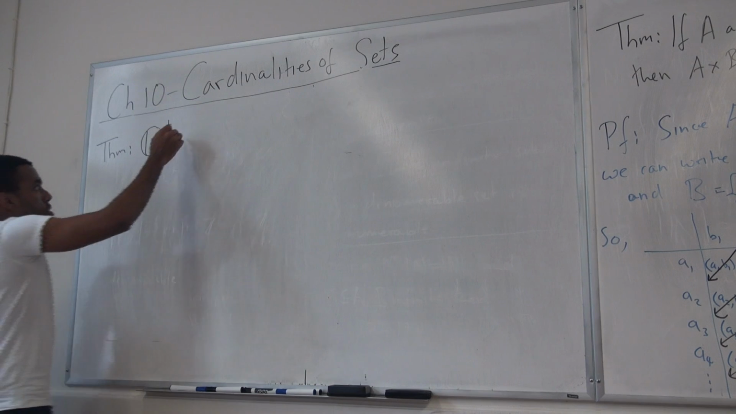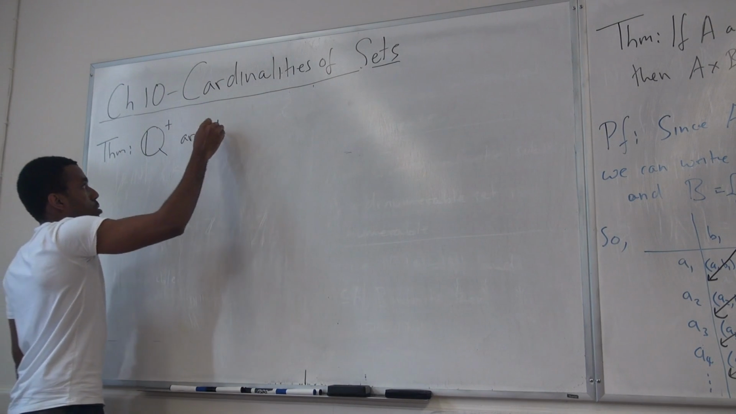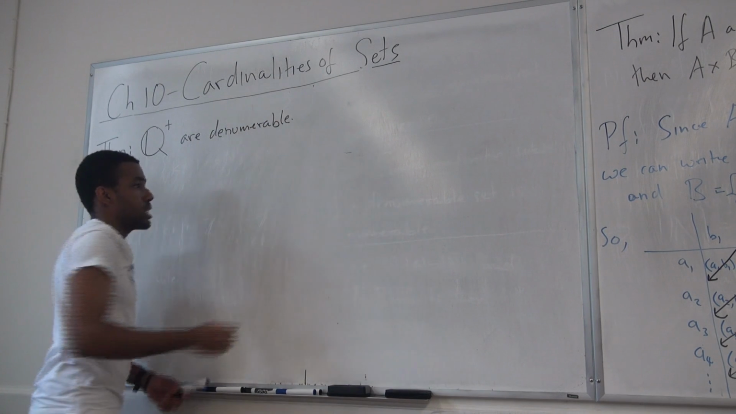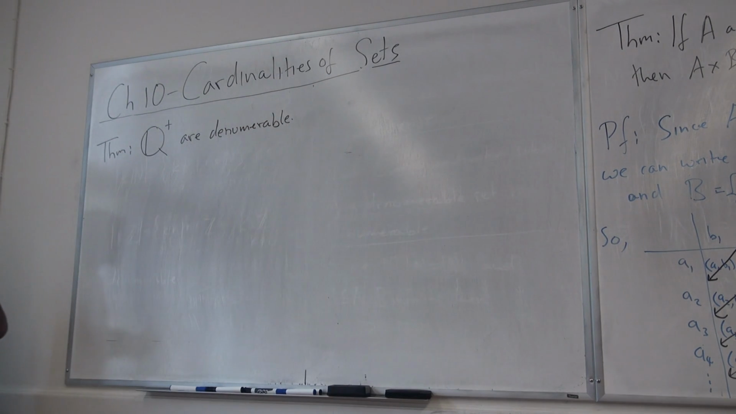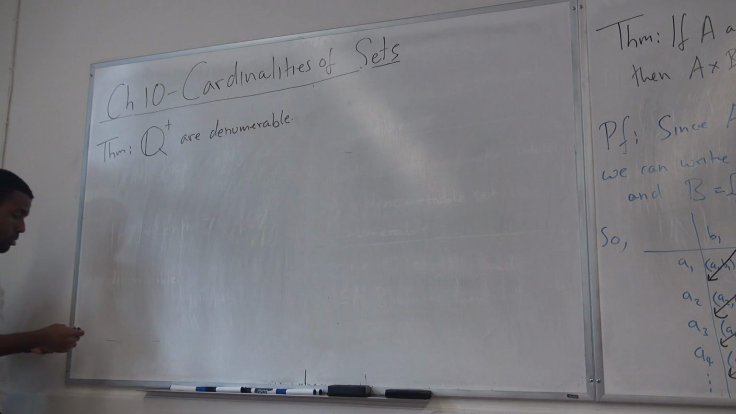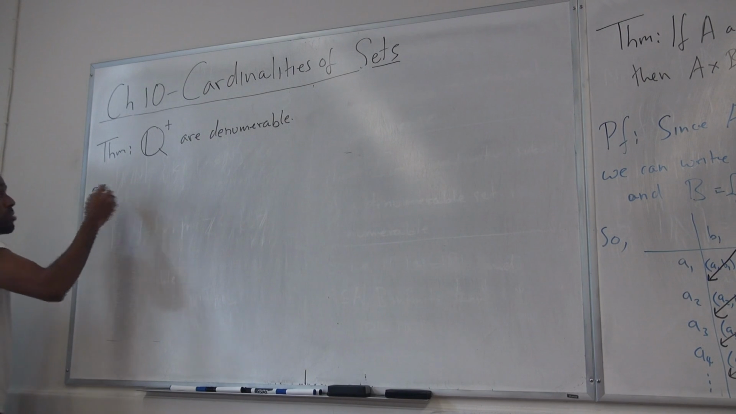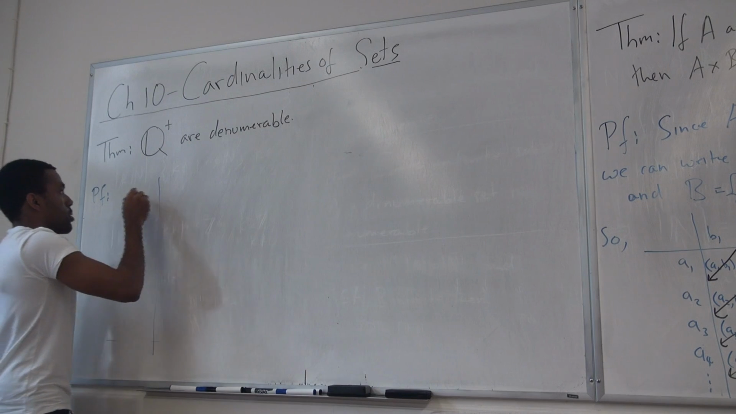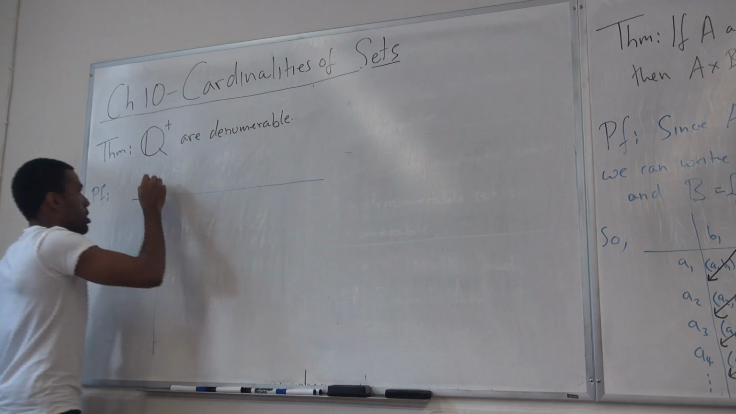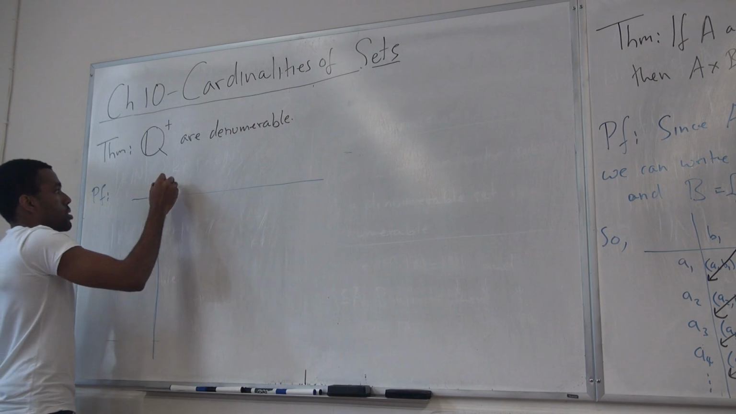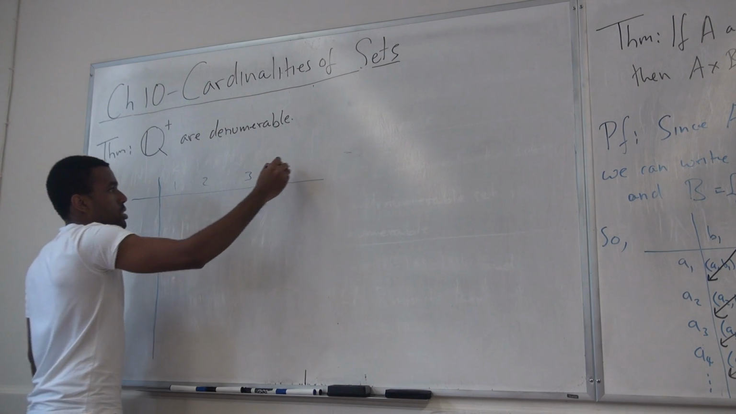The positive rationals are denumerable. That is the set of all positive fractions. There's the same number of them as the set of natural numbers. So the idea here is very similar to over there. We know that the fractions are formed as ratios of integers. So I can line up the integers in a grid.